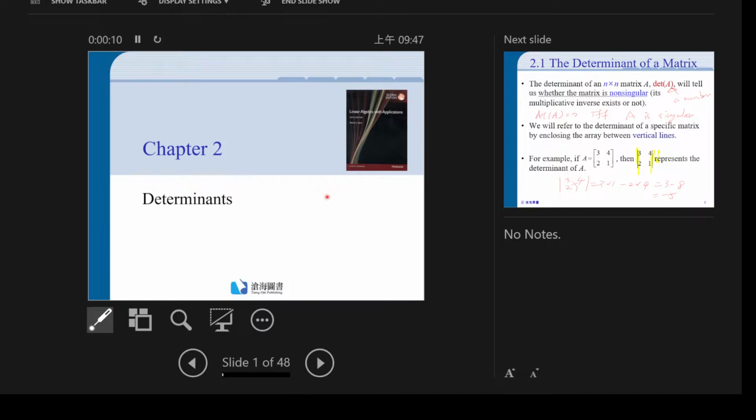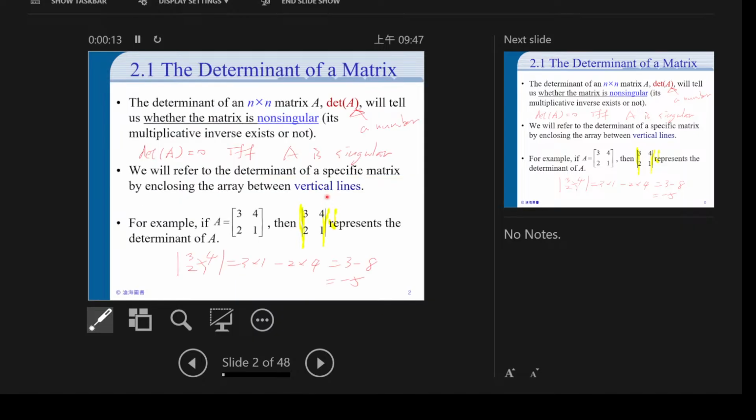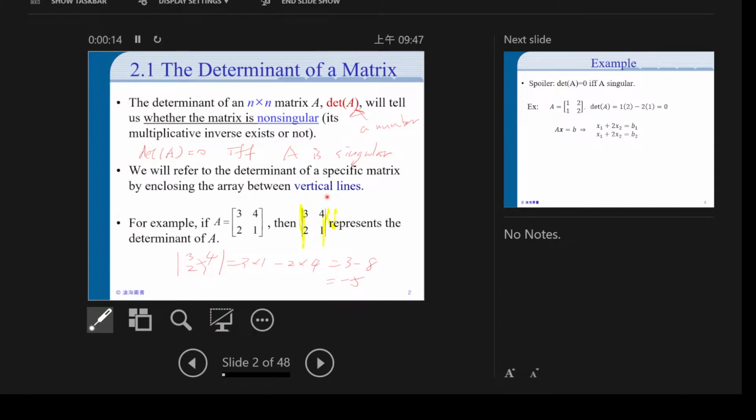I think you should also learn this in high school, but we will be going into more detail than what you learn in high school. Now we want to calculate the determinant of a matrix. It's a very nice thing, and a big motivation for calculating determinant is that the determinant will tell us whether the matrix is non-singular. But later on, we see that determinant has more properties that we like.